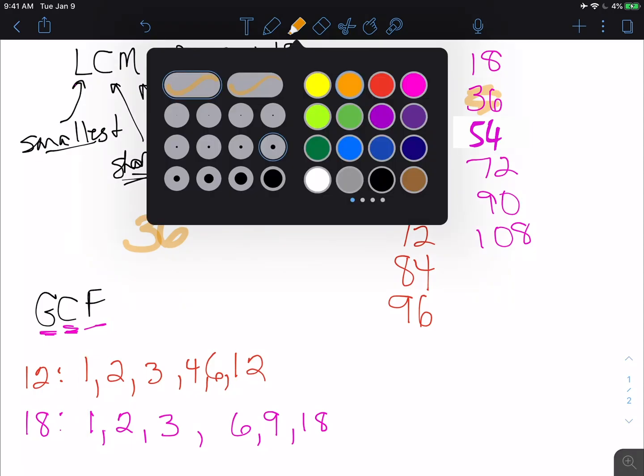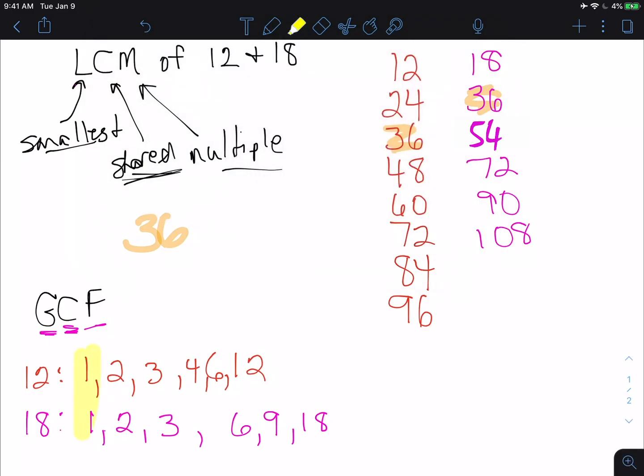They both have a 2. They both have a 3. They both have a 6. So those are all common factors, but what we want is the greatest common factor. And of those 4 factors that they have in common, the greatest common factor is 6. So your greatest common factor of those 2 would be 6.